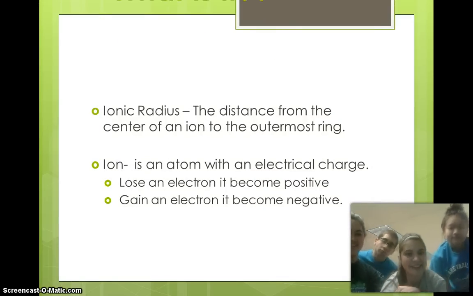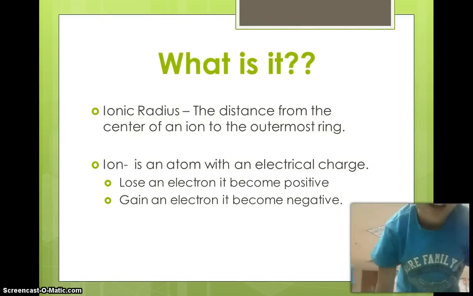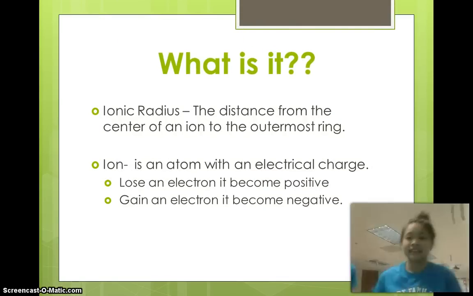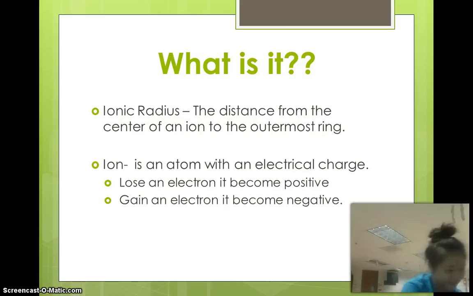All right. Okay, so what is ionic radius? The distance from the center of an ion to the outermost ring. An ion is an atom with an electrical charge. Lose an electron, it becomes positive. Gain an electron, it becomes negative.